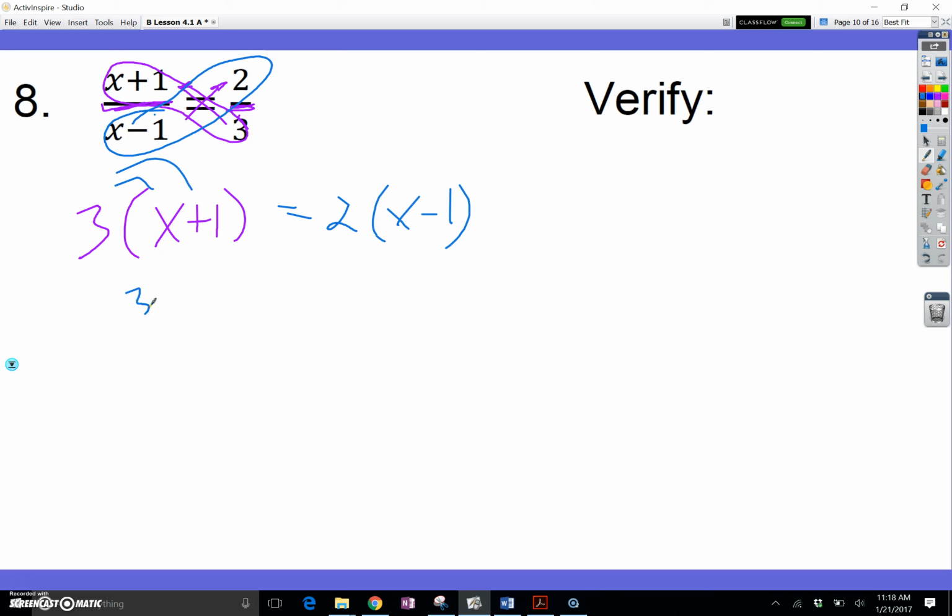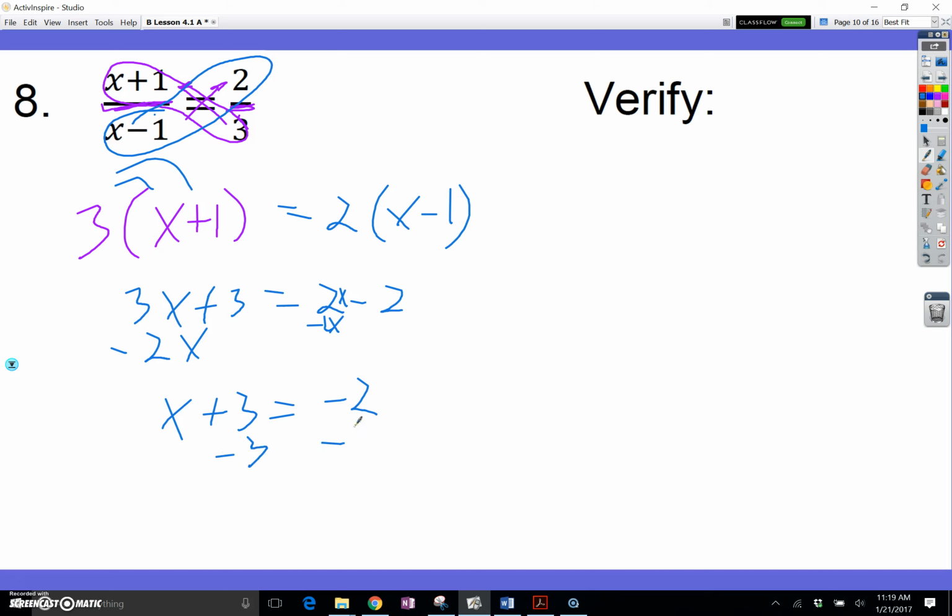So when I distribute, I'm going to get 3x plus 3 is equal to 2x minus 2. So then when I solve for x, I'm going to minus 2x on both sides. And that is going to give me x plus 3 is equal to negative 2. And I'm going to minus 3 on both sides to get x is equal to negative 5. So I'm going to go back to my original equation. Oops.